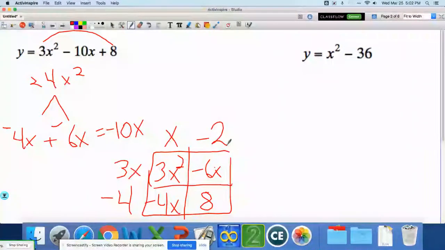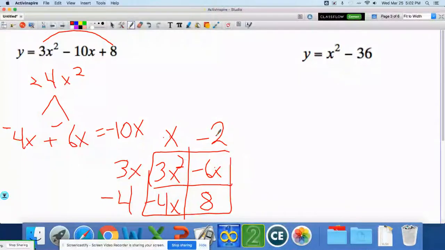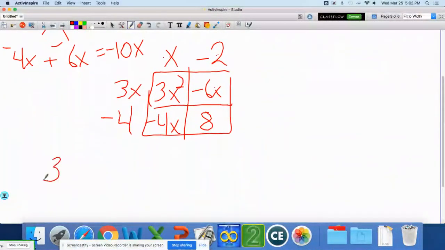Again, on a complicated one like this, I would suggest you multiply everything back into the box in your head to see if it works. 3x times x is 3x squared. Negative 4 times x is negative 4x. 3x times negative 2 is negative 6x. And negative 4 times negative 2 is positive 8. So it looks like it all checks out. We're ready to write our answer, which is 3x minus 4 and x minus 2.